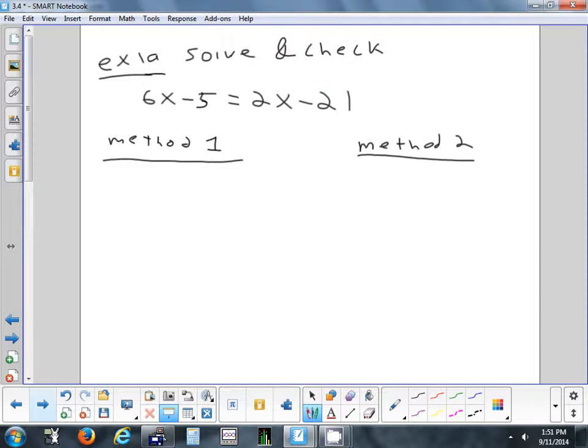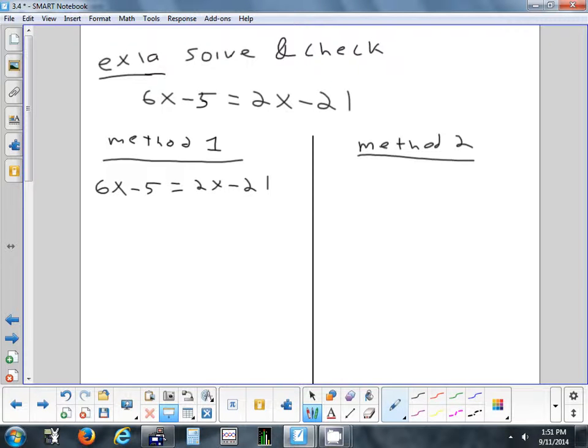So we're going to do this one two ways. This is example 1A. This one you want to have in your notes. Method 1: let's put all the variables on the right side. So we get 6x minus 5 equals 2x minus 21.